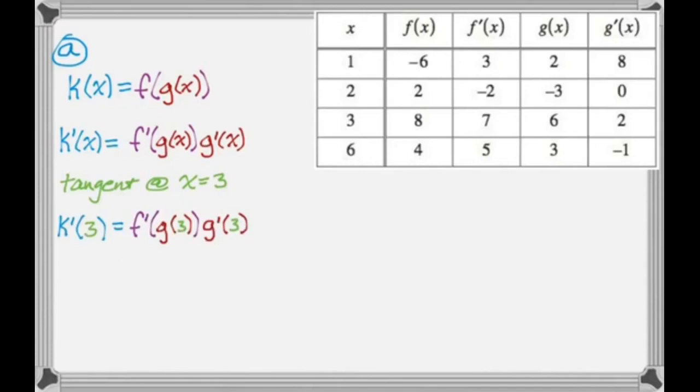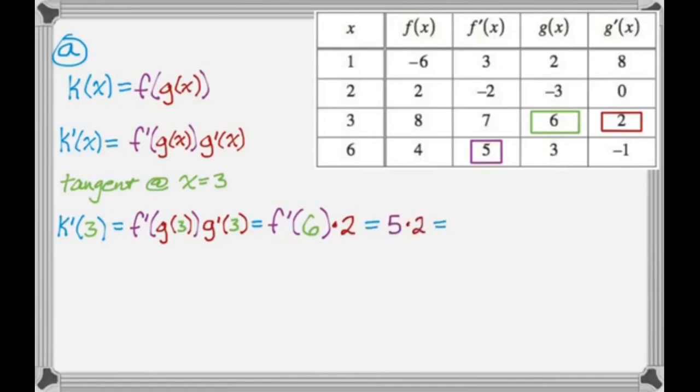And now we need to start finding values. So the first thing I need is g of 3. So if you look at the table and find g of 3, that's 6. So I'm doing f prime of 6 times g prime of 3, which is 2. And then I need to find f prime of 6, which is 5 from the table. So it's 5 times 2, so it's 10. So k prime of 3 is 10.